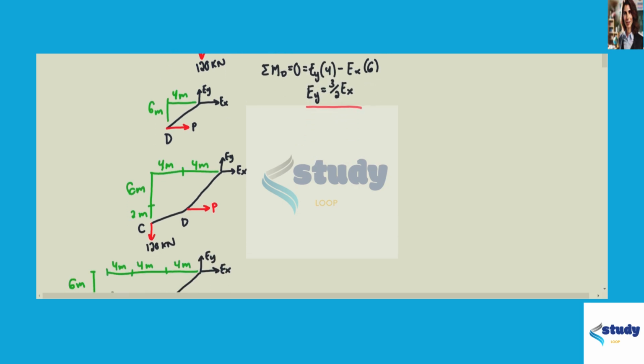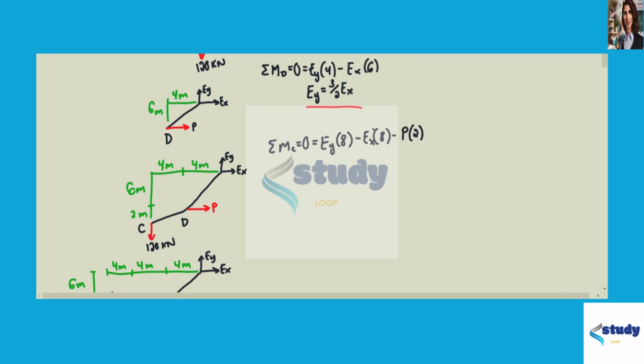We're now going to draw a free body diagram between C and E. And we're going to do the sum of moments around C and set that equal to 0. And this would be EY times 8, because there are 8 meters in the horizontal direction between C and E, minus EX times 8, because there's 8 meters in the vertical direction between C and E, and then subtract P times 2, because there's 2 meters in the vertical direction between C and D.